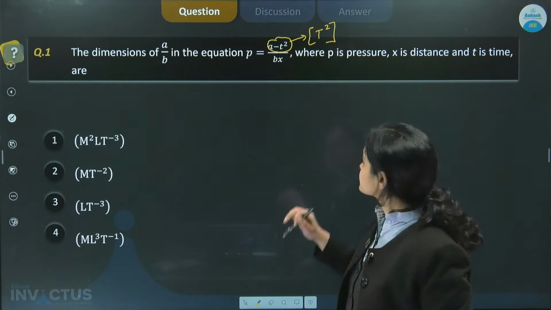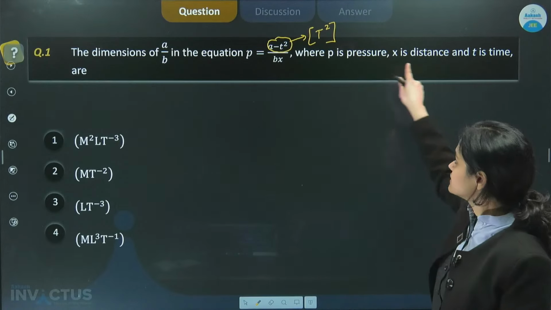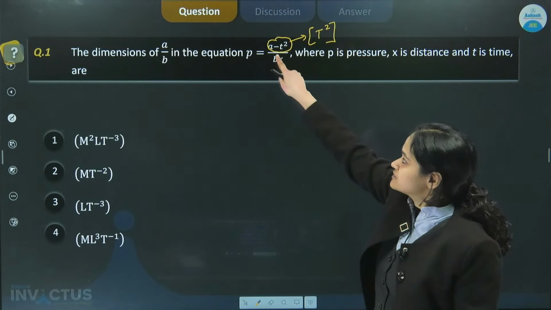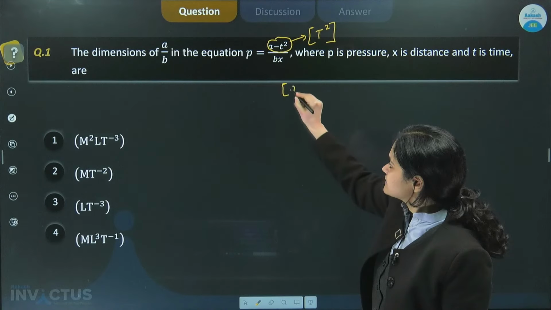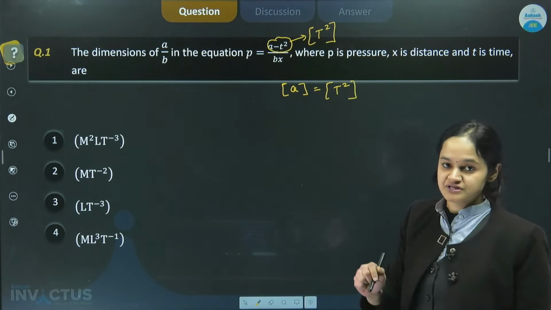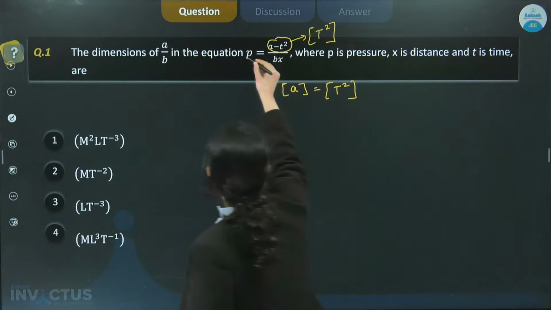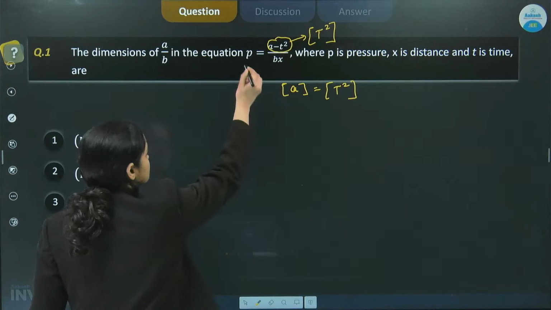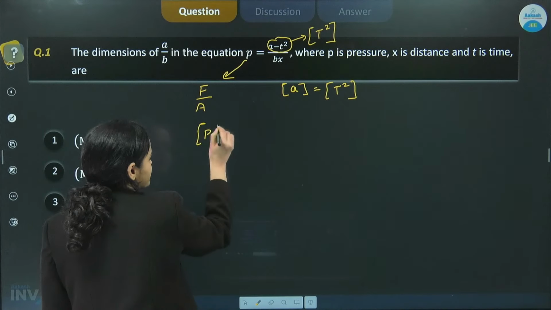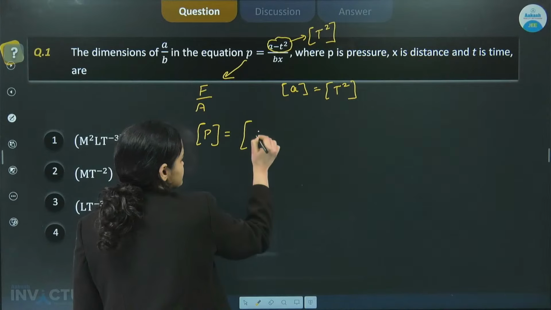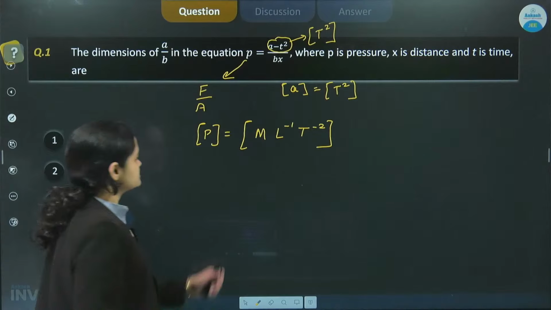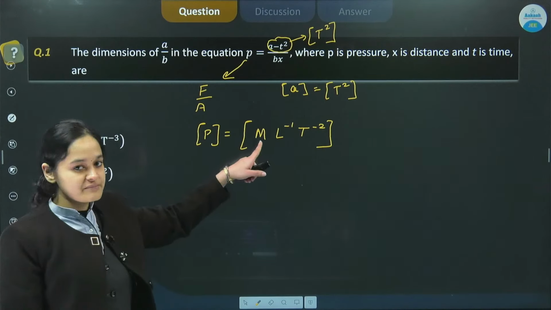t square, because t is representing time and x is representing the distance. Since these are being added together, the dimension of A is definitely going to be equal to t square, because we add or subtract similar physical quantities. Now P is pressure, so pressure is force upon area. Dimensions of pressure can be written as m L to the power minus 1 T to the power minus 2, right?